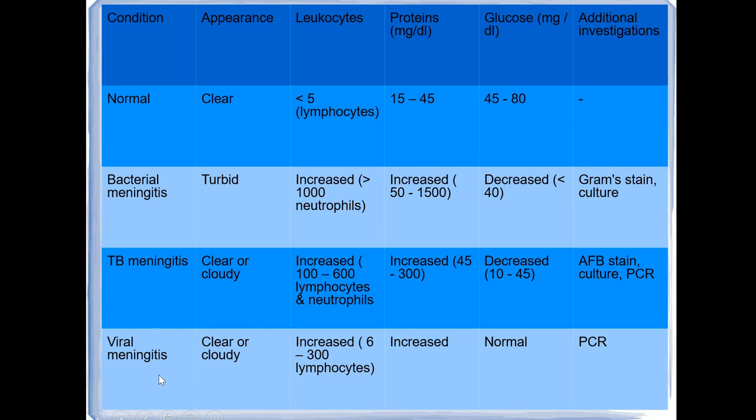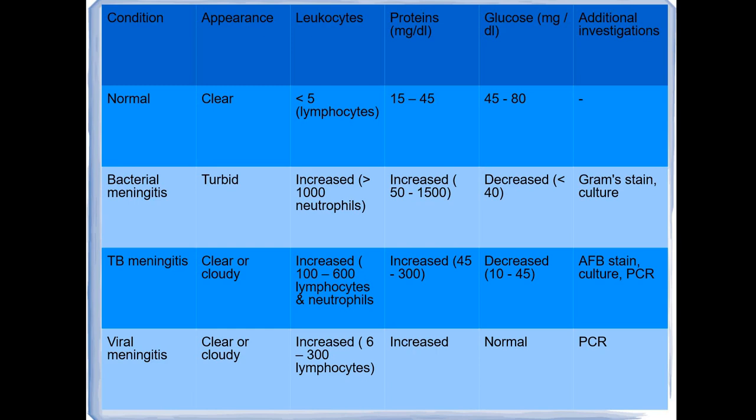And last of all, viral meningitis. You can see the CSF is clear or cloudy, and the WBC is increased but not very significant, like 300, okay, and everything is lymphocytes. So typically only lymphocytes will be seen. Proteins are again increased, but over here the glucose is completely normal. For additional investigations and confirmation, you make use of a PCR.